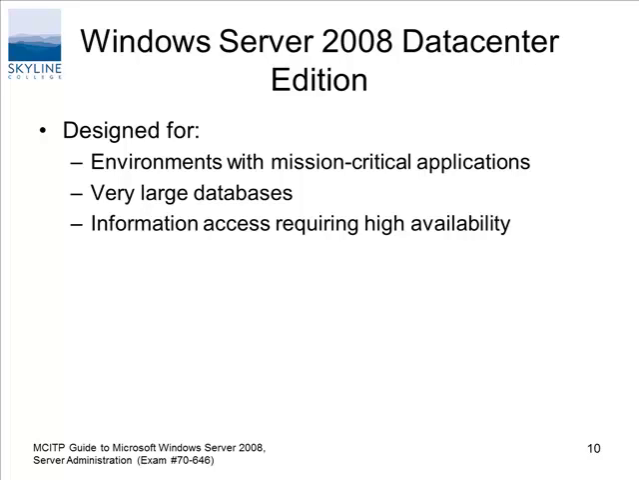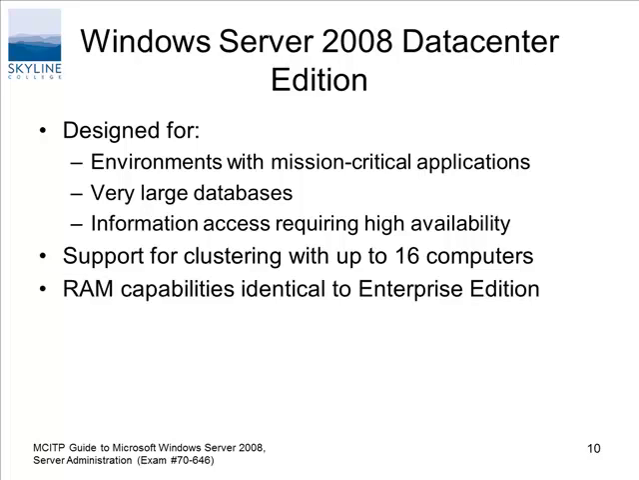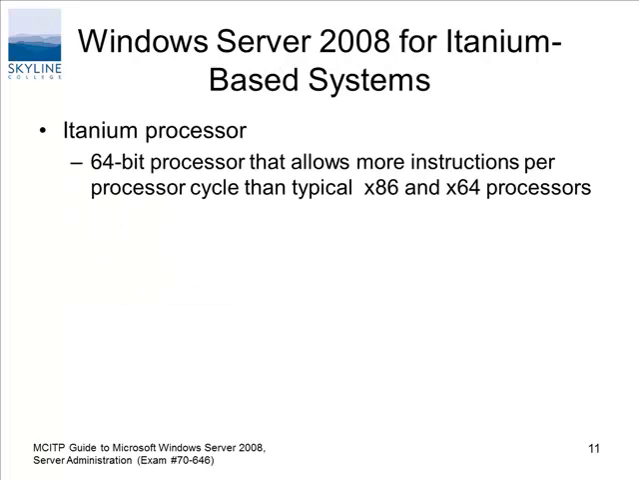The data center environments, mission-critical apps, very large databases, high availability, information requiring high availability, and support for clustering up to 16 computers. The clustering, earlier cluster was 4 computers, I think, four for the database clustering. 16 in this one. RAM capabilities identical to the Enterprise Edition.